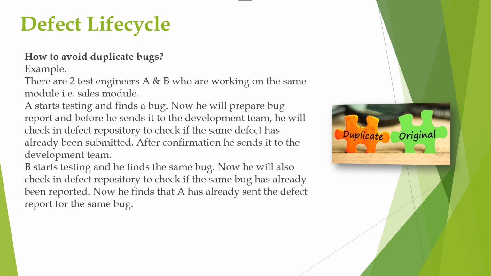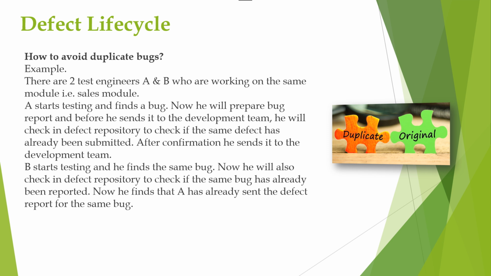Since test engineer B searched the defect repository for the keyword, he avoided a duplicate bug report. Before they conclude that the defect has already been sent, test engineers must first read the defect report in detail and ascertain whether it is the same bug which they have found or a different one. Chances are that it might have the same keyword but the bug is different.